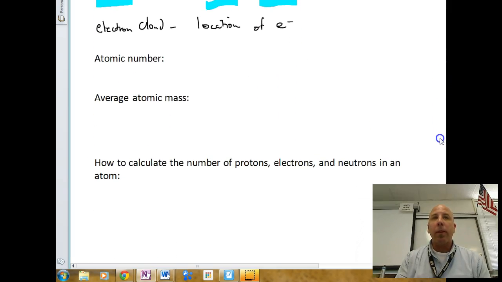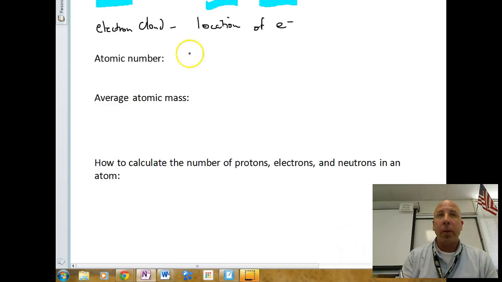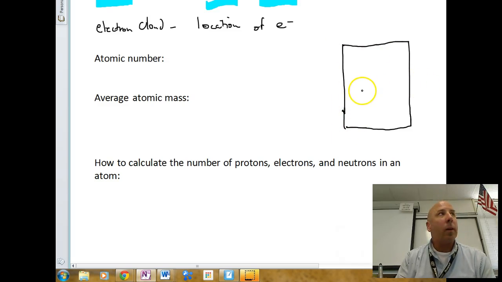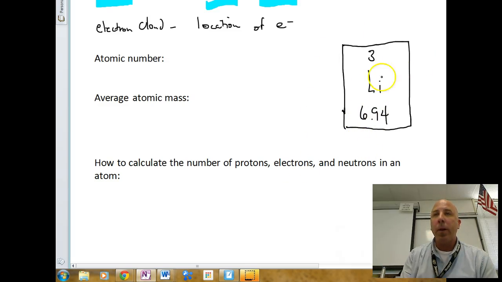Let's talk about a couple more things: the idea of atomic number and the idea of average atomic mass. You're going to need your periodic table out for this. If we look at the periodic table, all the elements have their own little cell. Let's take an example like lithium. Lithium has a couple of numbers associated with it. The first one, this number up on top here, is what we call the atomic number.